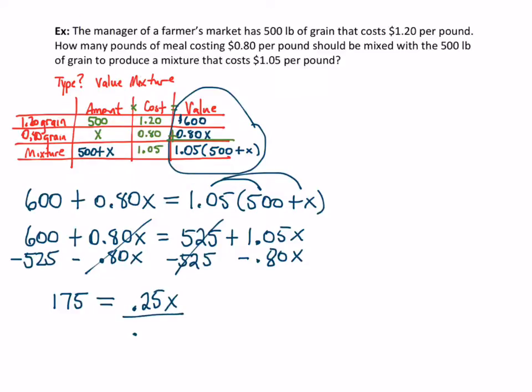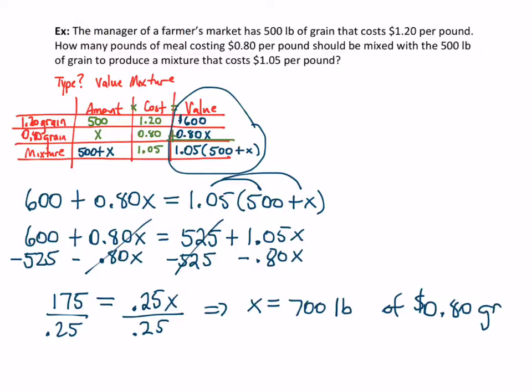So divide both sides by 0.25. Means that x is equal to 175 divided by 0.25, or 700 pounds. So the answer is 700 pounds of $0.80 grain. That's how much we mix. And there we go.